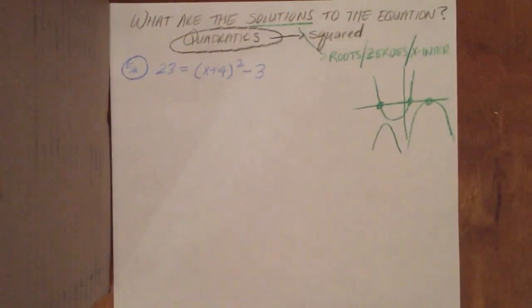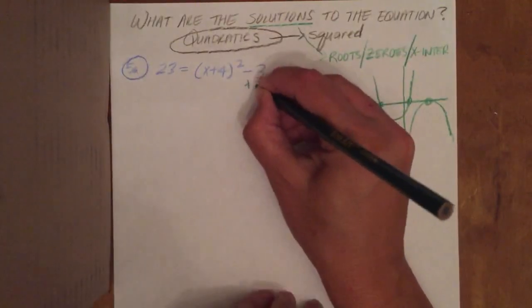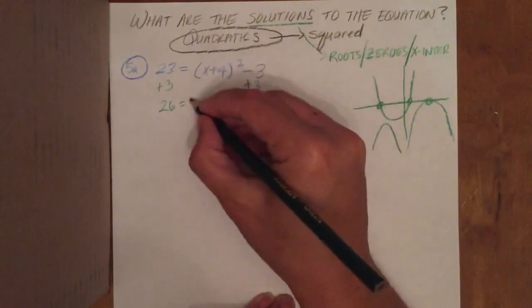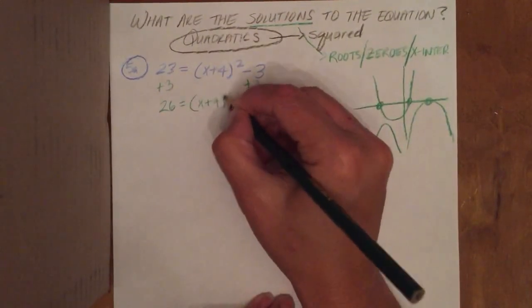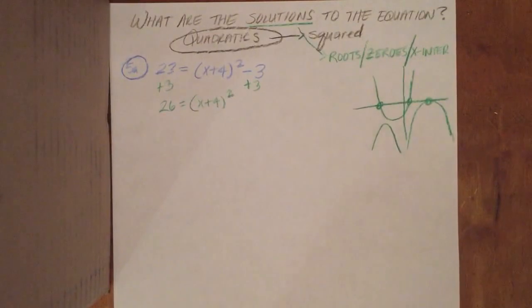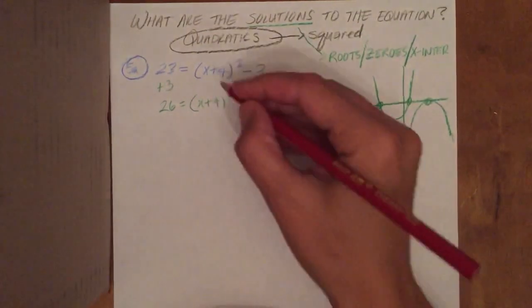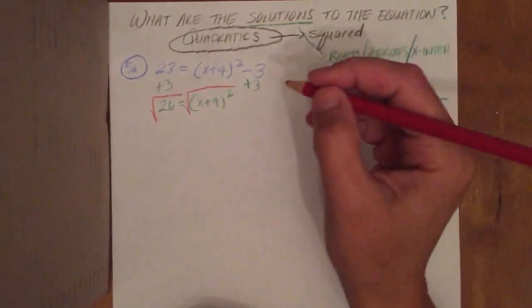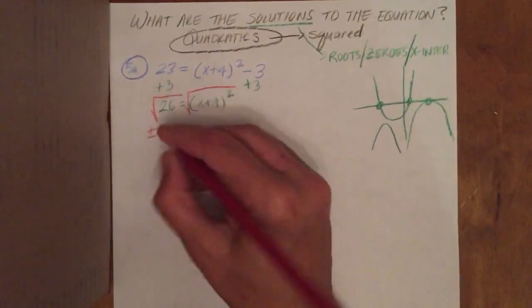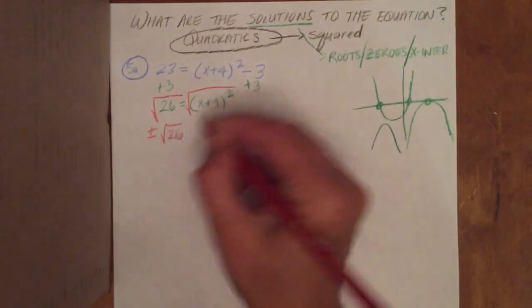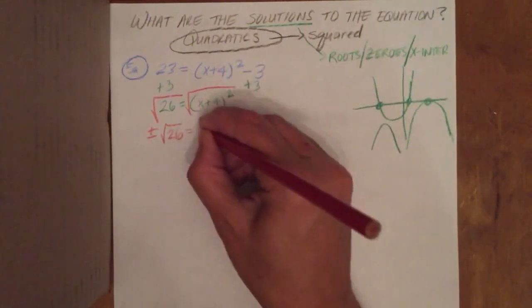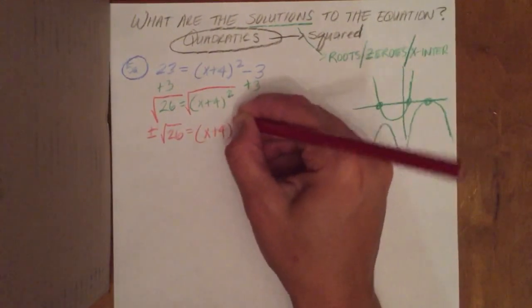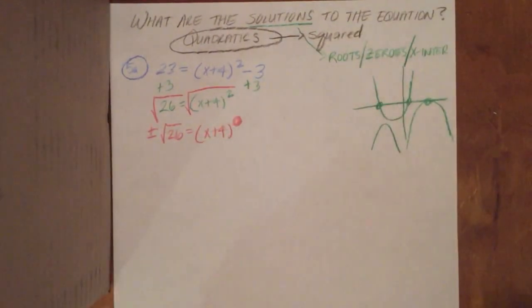So we're going to actually solve. First thing we're going to do is add that 3. So I'm going to end up with 26 equals (x + 4) squared. Okay. So my next step, I do the inverse operation of squared. I'm going to take the square root of both sides. And remember, square root, you have positive and negative, so I'm going to get plus or minus the square root of 26 equals x plus 4, because I already took the square root.